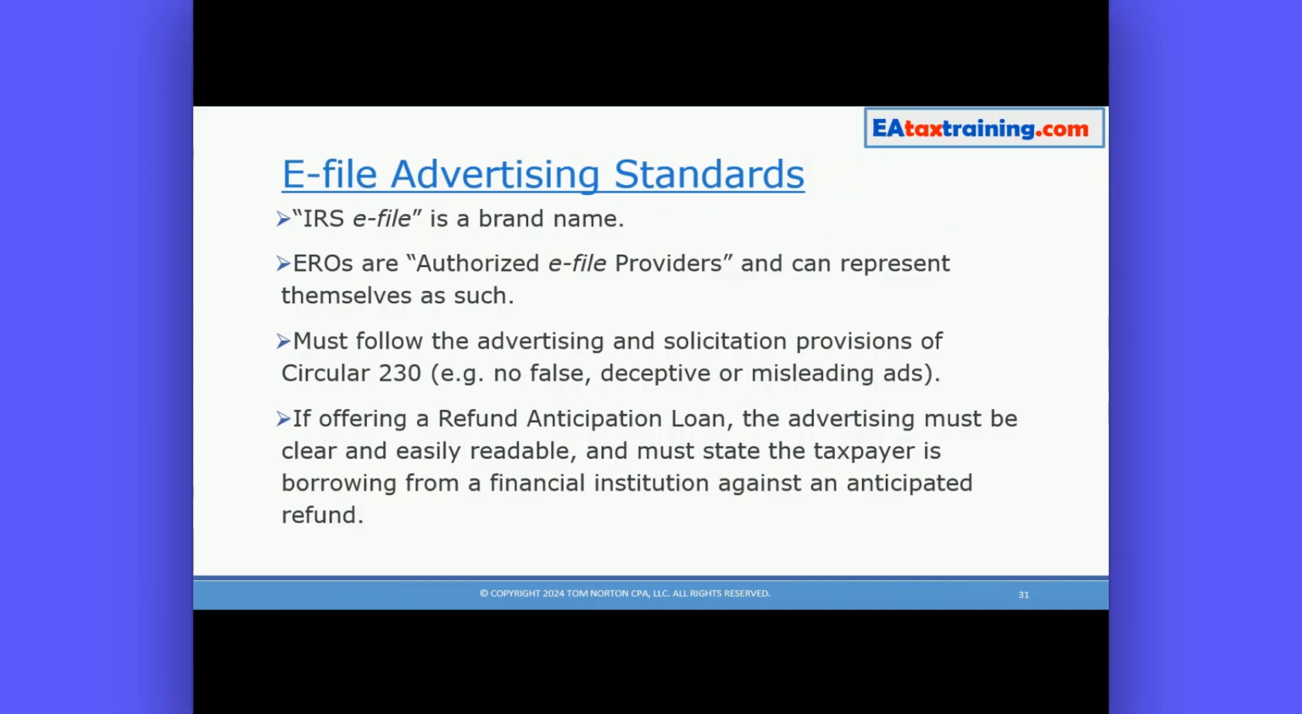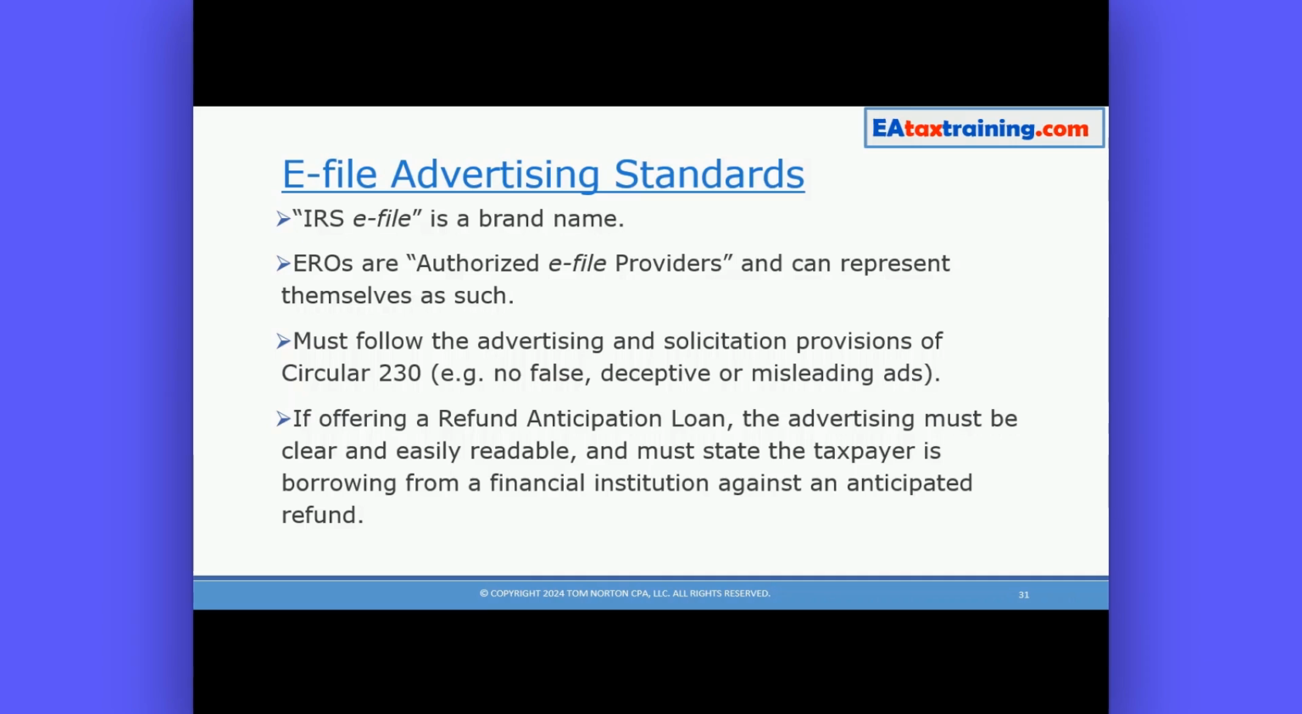If you are offering a refund anticipation loan, this is where the taxpayer can, in effect, get their refund right away as soon as they file their return. What they're actually doing is getting a loan from a bank. And you may be able to offer this service to your clients. And usually through your tax software, you can set this up. But if you are offering these, the advertising that you do has to be clear and easily readable and must state that the taxpayer is borrowing from a financial institution against an anticipated refund.